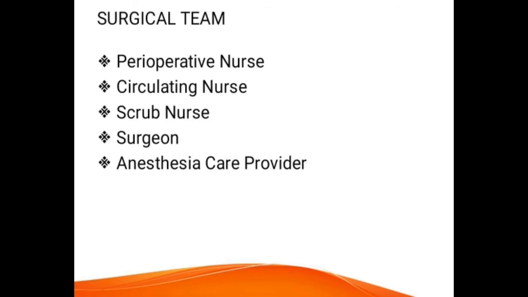The first one is perioperative nurse, circulating nurse, scrub nurse, surgeon, anesthesia care provider. For the perioperative nurse, the responsibilities are to prepare the room with the team and be a patient advocate throughout the surgical experience. The circulating nurse does not scrub, gown, or glove, remains outside the sterile field, and handles documentation.